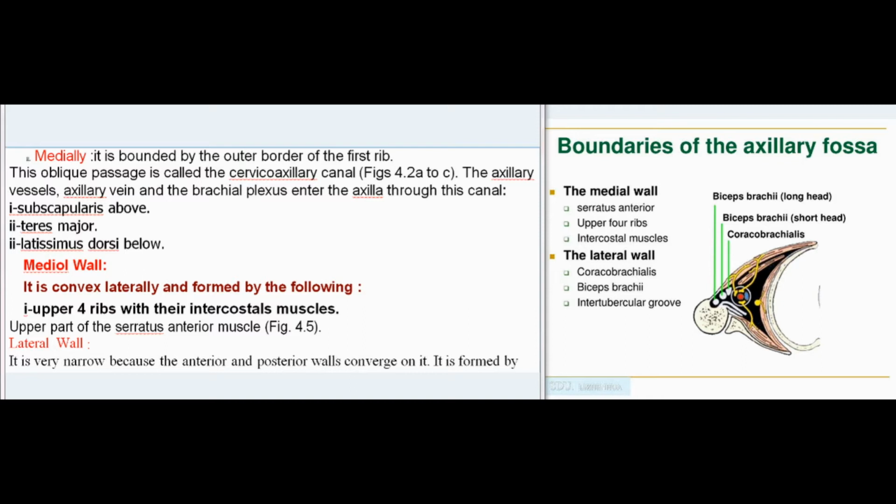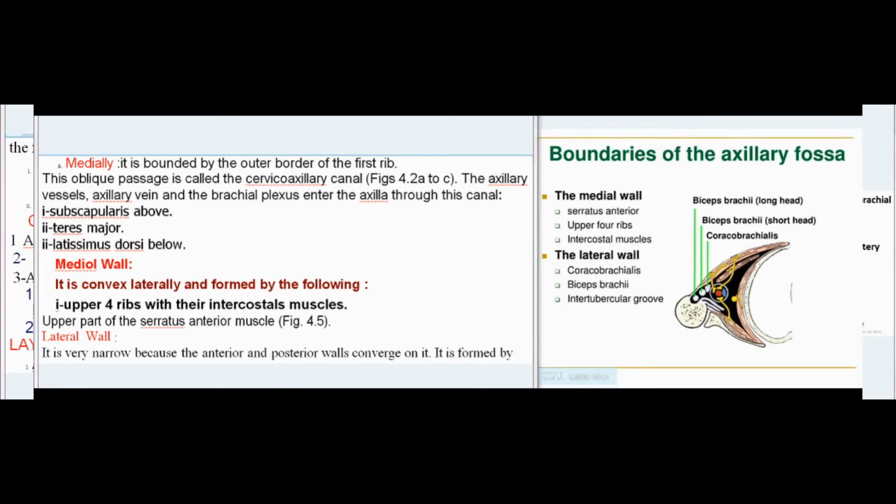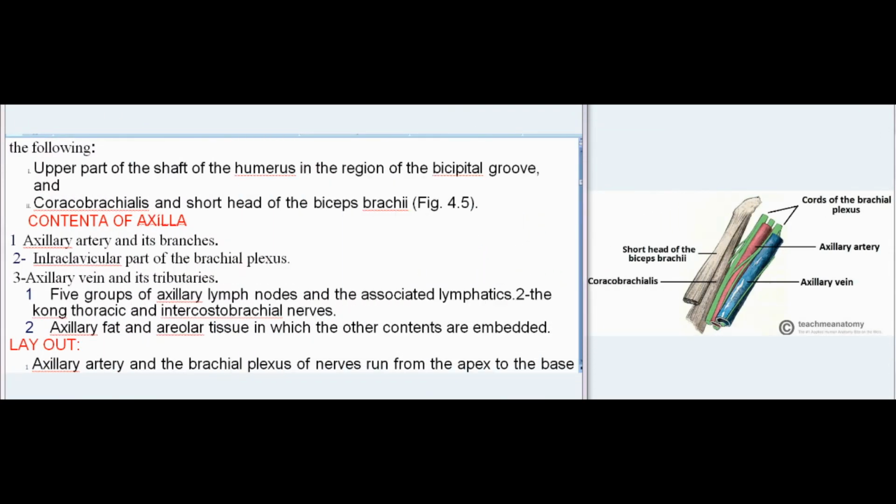Posterior wall: 1. subscapularis above, 2. teres major, 3. latissimus dorsi below. Medial wall: it is convex laterally and formed by the following: 1. upper 4 ribs with their intercostal muscles, 2. upper part of the serratus anterior muscle, Fig 4.5. Lateral wall: it is very narrow because the anterior and posterior walls converge on it. It is formed by the upper part of the shaft of the humerus in the region of the bicipital groove, and coracobrachialis and short head of the biceps brachii, Fig 4.5.